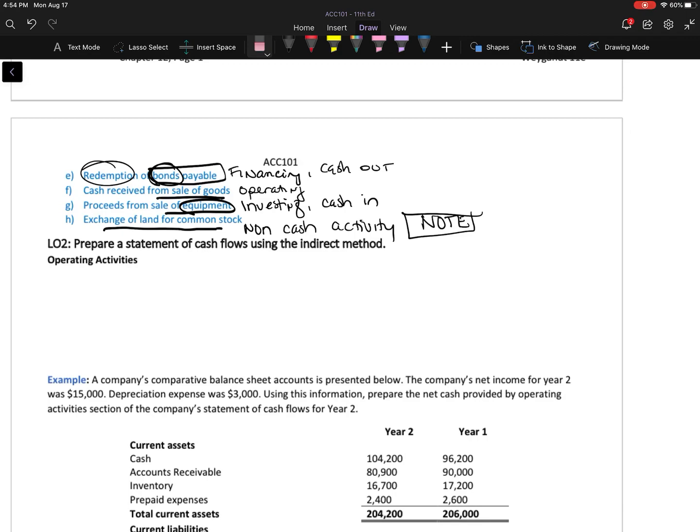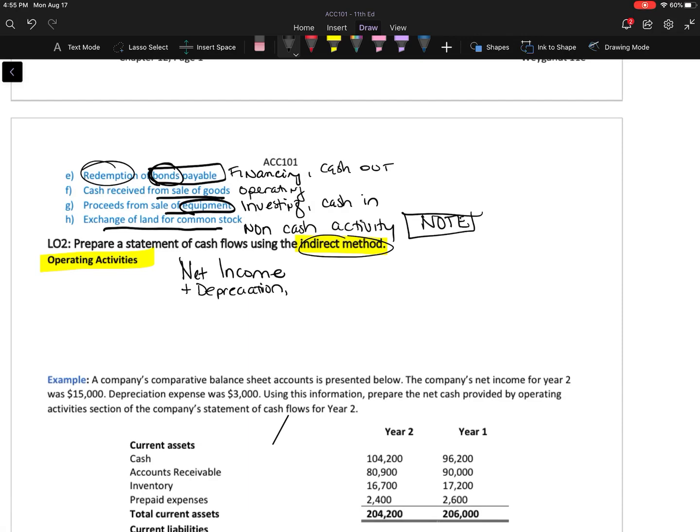All right. So there are two different ways to prepare the operating section. Okay, so remember there's operating, investing, and financing. The first thing that we're going to do is look at operating activities, and we're going to use the indirect method. So remember how I told you that I'm not going to use cash in or cash out for the operating activities. That's because I'm using the indirect method. The indirect method starts with net income. And net income has some numbers in there that are not cash in and cash out numbers. So we're going to back into what is the cash number.